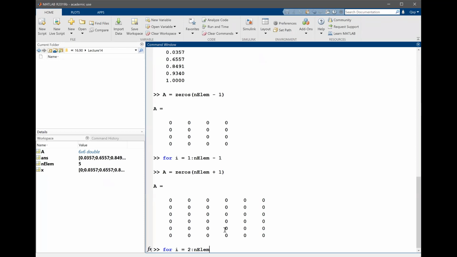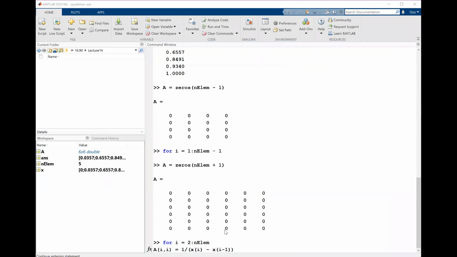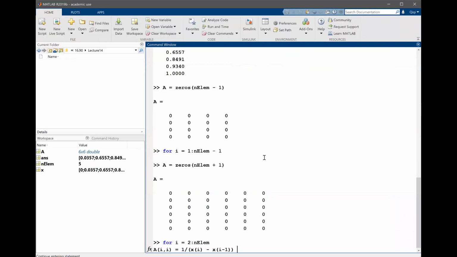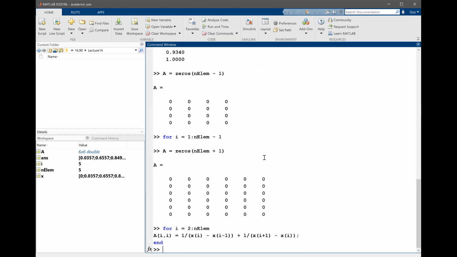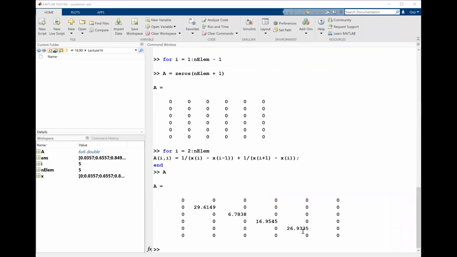We are only filling out the middle portion of the matrix. So A of i,i is going to be 1 over (x_i minus x_{i-1}). That's the first integral, right? And the second is 1 divided by (x_{i+1} minus x_i). That's the second portion of the integral. So my A, let's examine it. I have filled out these 4 numbers in the diagonal. All right, make sense?